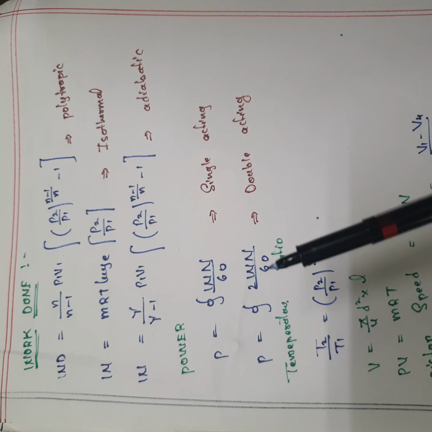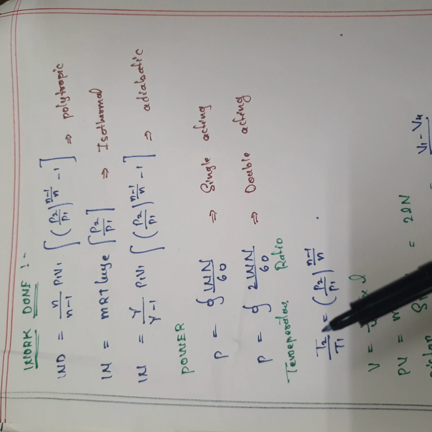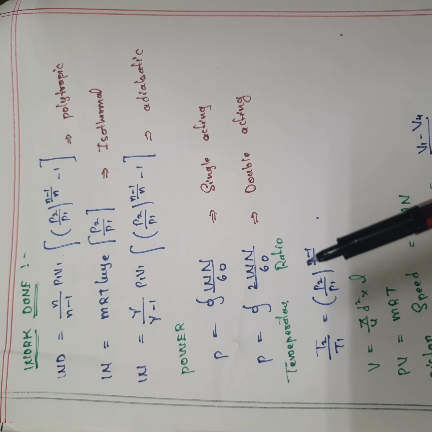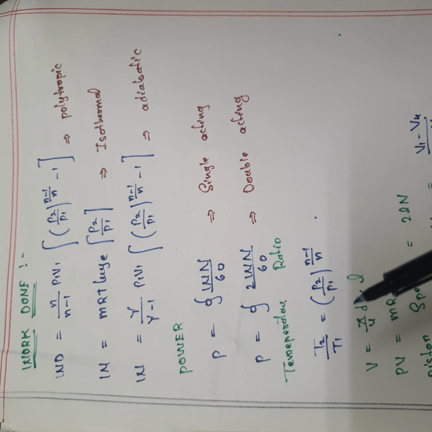After that, compression ratio. Suppose he is asking to find out the higher temperature, then you can use this ratio: T2 by T1 is equal to P2 by P1 to the power of n minus 1 by n. This is the formula. Suppose diameter and length are given in your problem. How to find out the volume? This is the formula for finding the volume: pi by 4 d square into L.